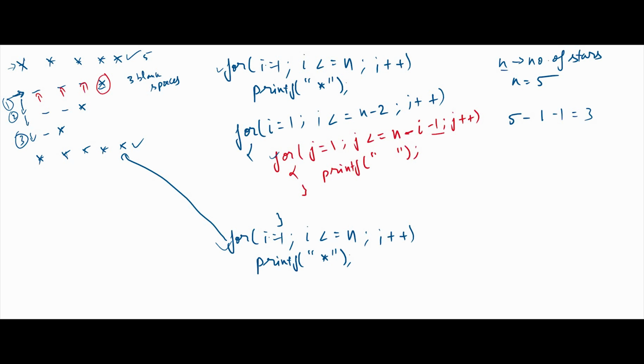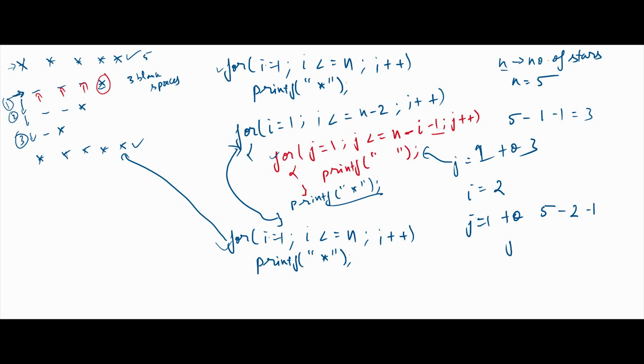So the next time, when j is equal to 2, for the next iteration, it will move from 2 to 3, right? So how many iterations? Only 2 iterations. For 2, it will print one blank space, and after that it will again go back to the master loop where i will increment to 2. And j will move from 1 to n minus i minus 1, and n is 5 minus 2 minus 1. So that is from j equals 1 to 2. Okay, so that means only 2 iterations.